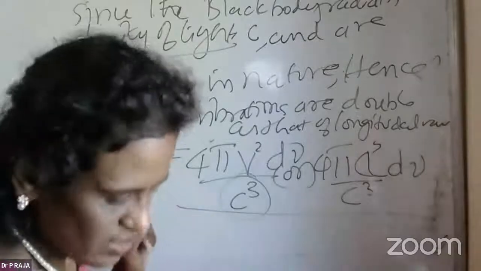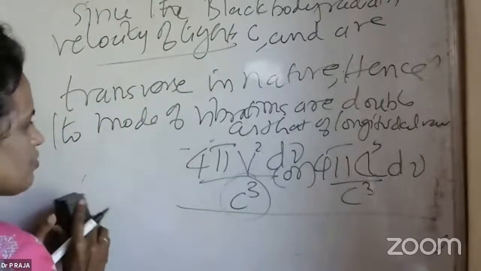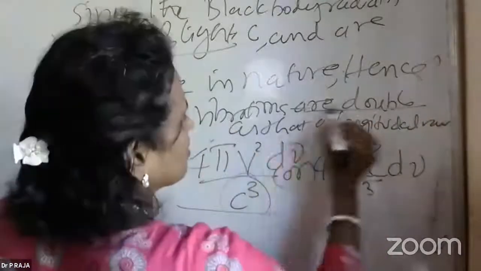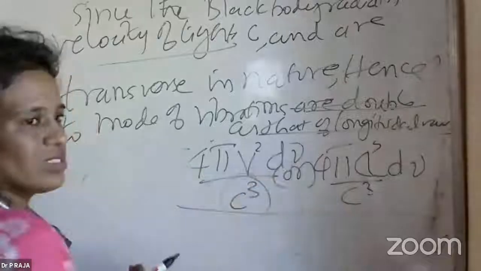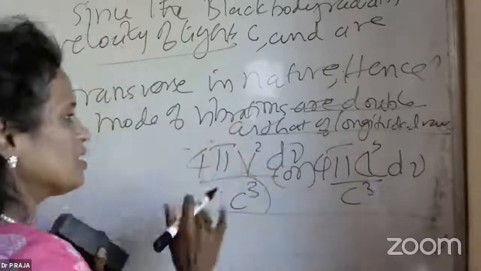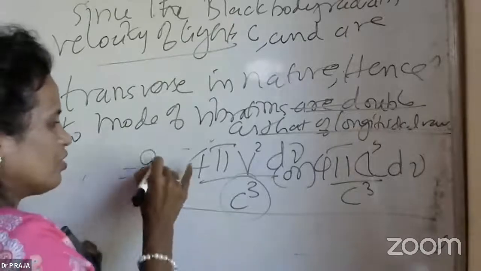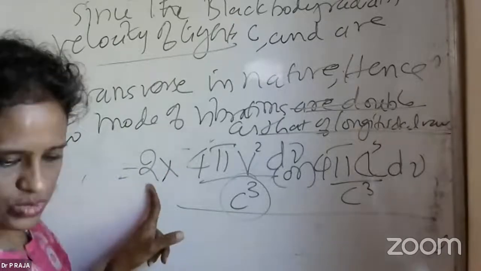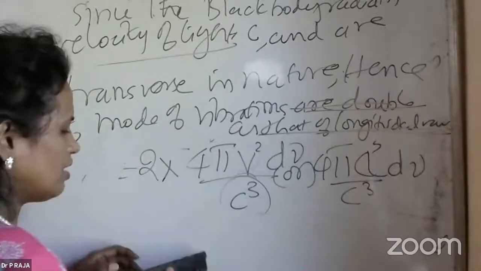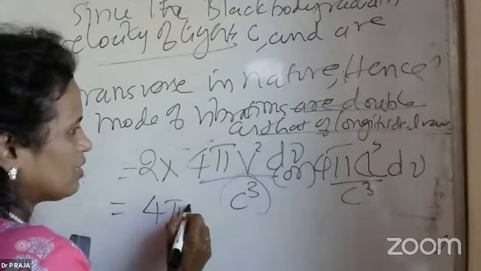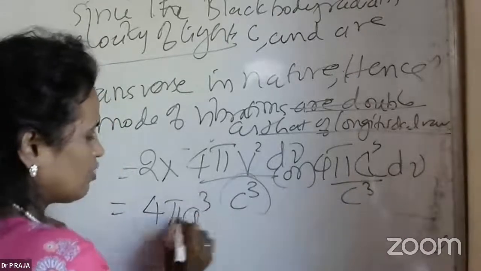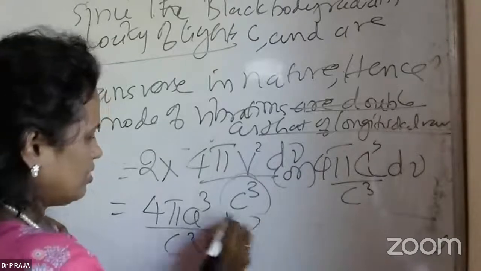So therefore we need to multiply this equation because the mode of vibrations is double that of the longitudinal waves. The black body waves are supposed to travel in a transverse nature, so we need to double this relative to the longitudinal wave. So I put the term 2 here and multiply. Okay, so this equation will finally become 4 pi a cube by c cube d nu.